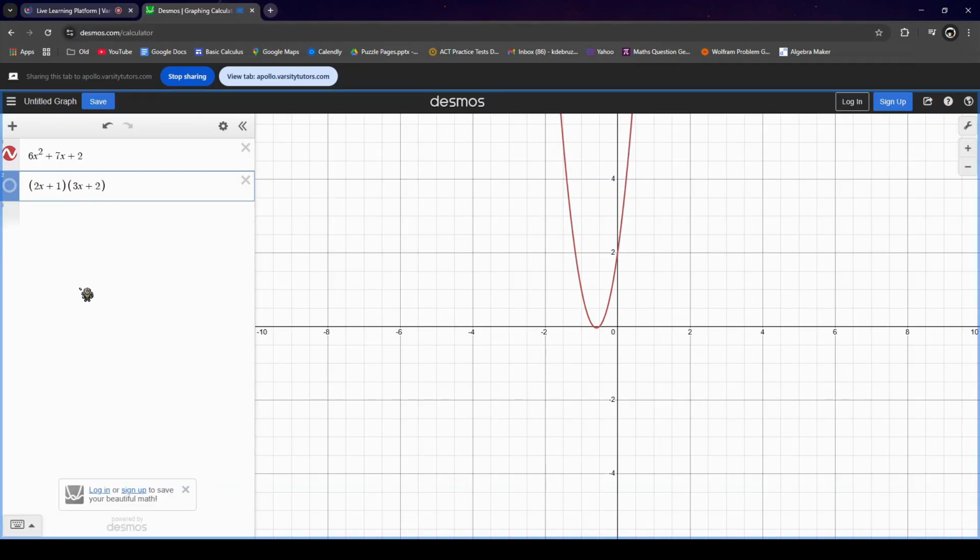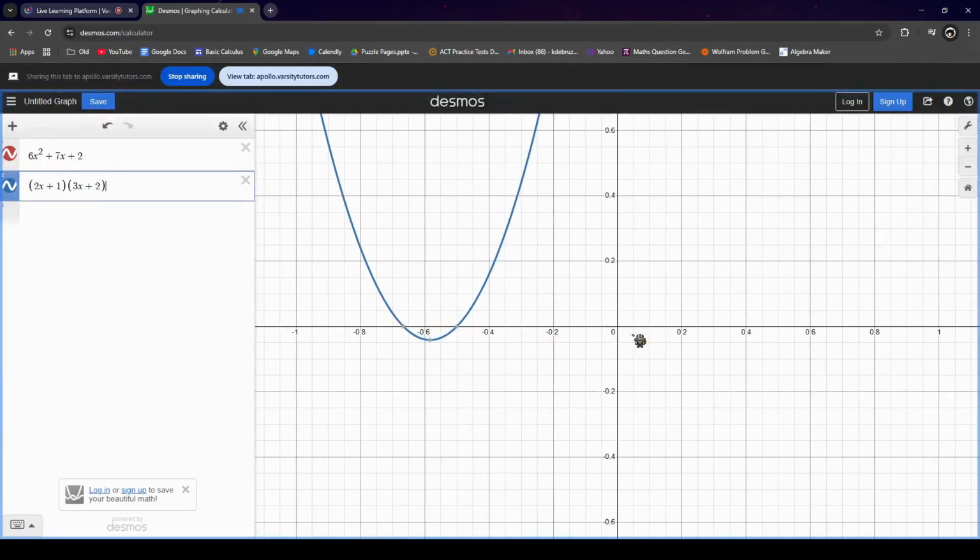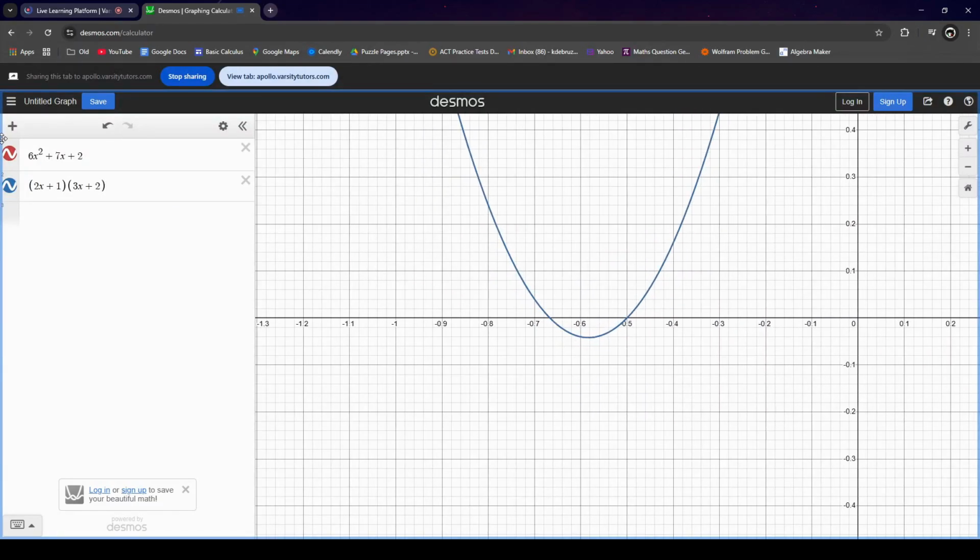Okay. So first things first. These graphs are the exact same. You can see me turning it on and off, and they overlap exactly. What factoring tells us is where this graph intersects the x-axis. So it intersects at these 2 points. You see how we have 2x plus 1 and 3x plus 2?